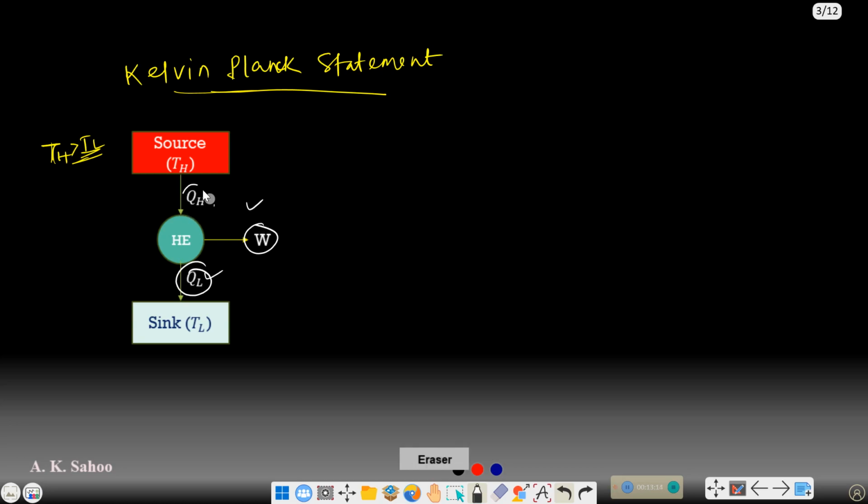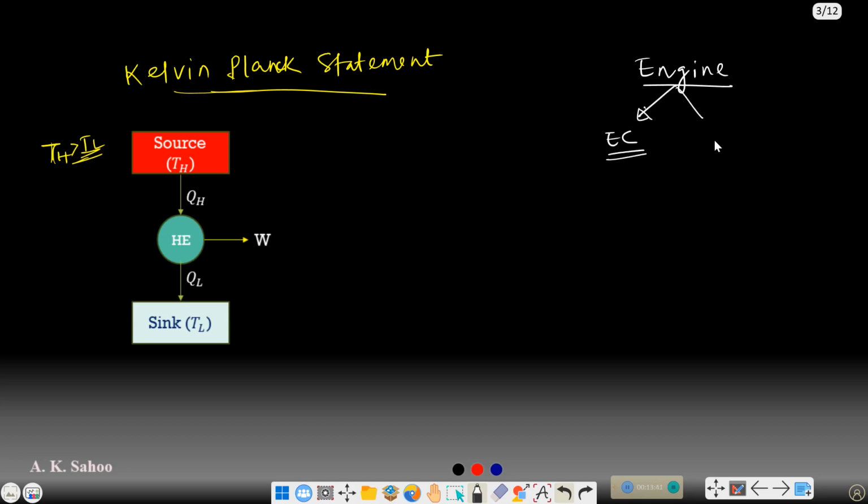By understanding this concept, we already know the concept of the IC engine. There are basically two types of engine. The work producing devices are known as engines. So the devices which produce work are known as engines, and engines may be classified into two types: the external combustion engine and the internal combustion engine.